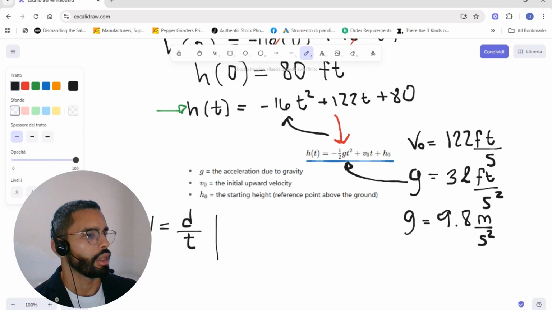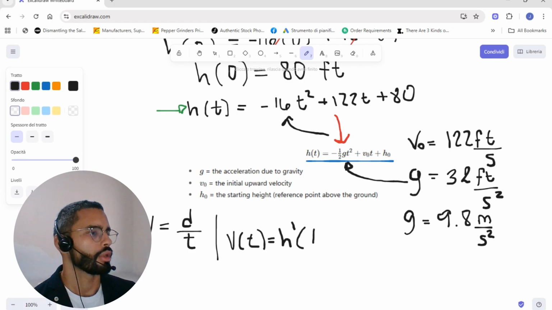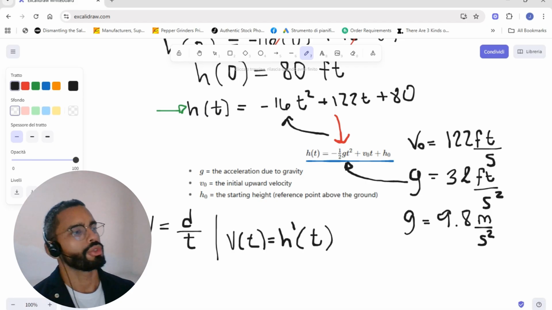We can say that the velocity with respect to time is equal to the derivative of the height. We read this as h prime. That means the derivative of h with respect to time. Now, how would you take the derivative of that function for height? That equation that we have for height.